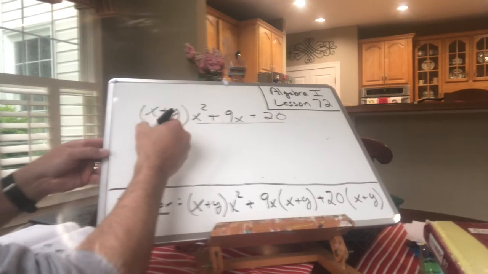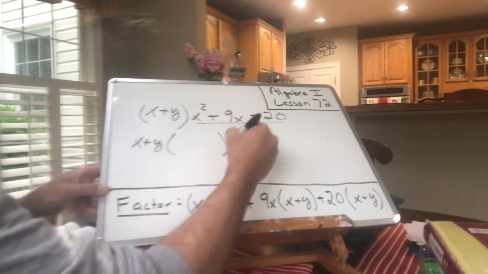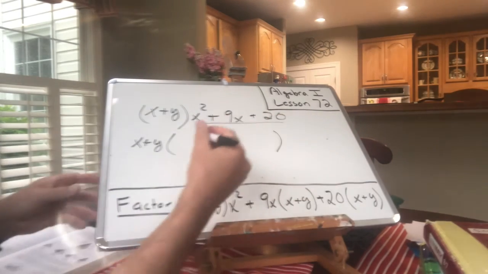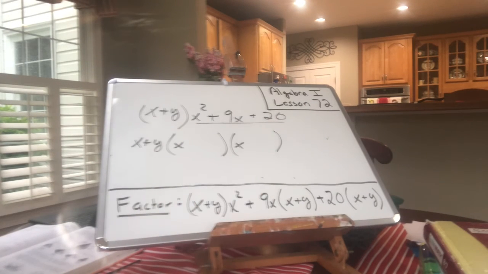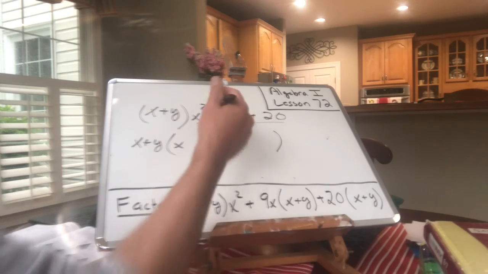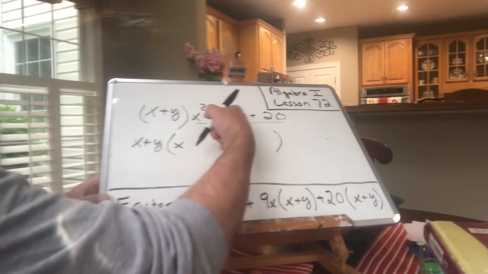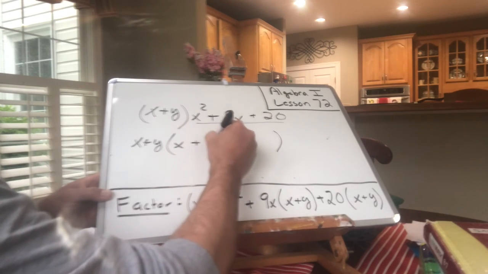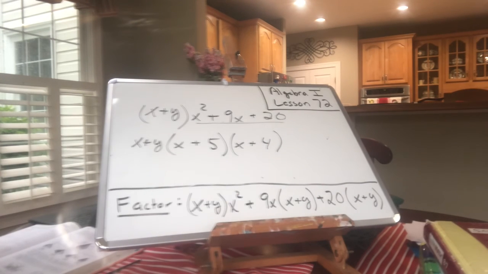Of course, we keep the x plus y, okay? We make our parentheses here, x times x. They make this still pretty easy for us. Now what times what equals 20 and, if we add them, will equal 9? Well, 5 times 4, we should be able to do that in our head. They're both positive, so they're both going to be plus 5 plus 4. We need to get to that addition. And that's the answer to that one.